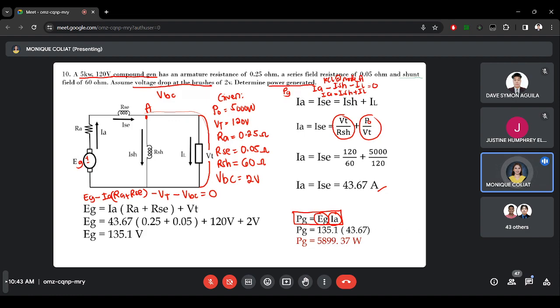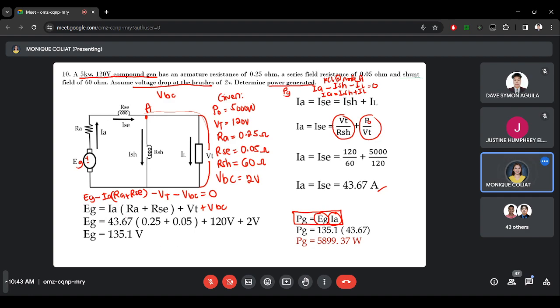Okay, so we have to equate it to EG because that is the unknown parameter. So we have EG, lipat nyo lahat sa kabilang side. That will be IA times RA plus RSE plus VT plus VBC. Okay, you will include the voltage drop at the brushes always, if there is a given VBC. But if VBC is not given, then don't, okay?